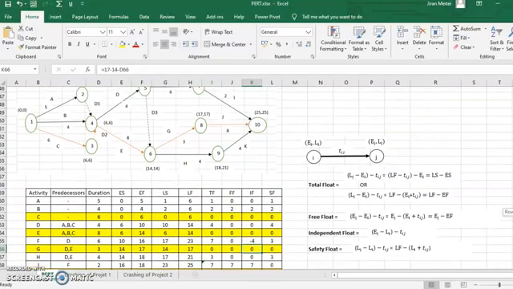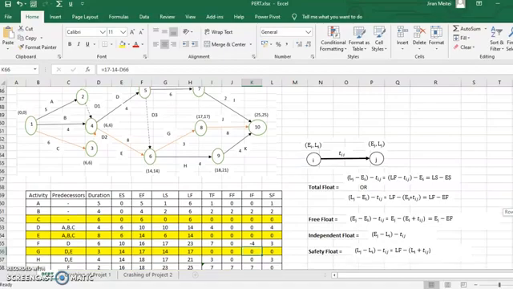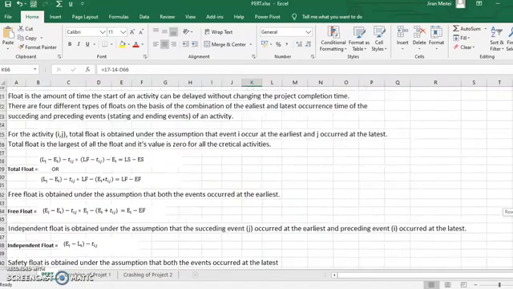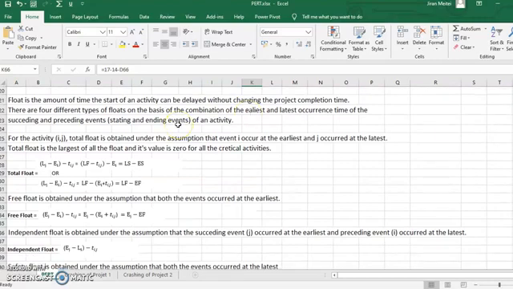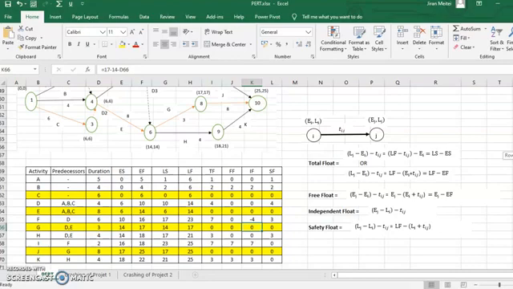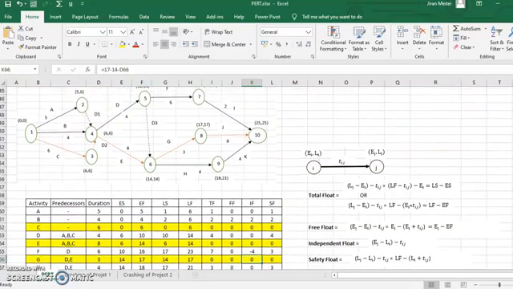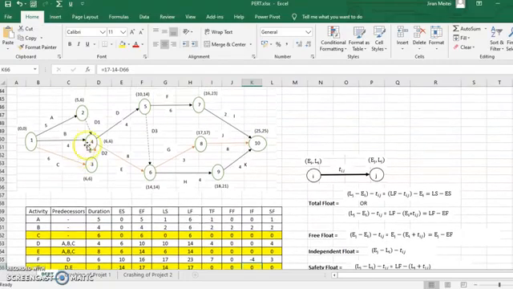Now let's understand the advantage of knowing this float. What was the definition of float telling us? It gives the amount of time available for each activity to have a delayed start without disturbing the project completion time. The project completion time in this case is 25. Let's take activity D. Activity D has a total float of 4.